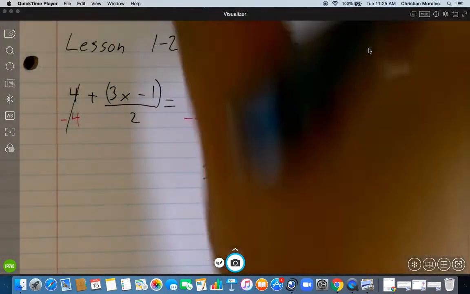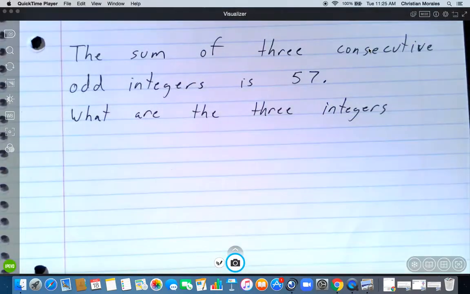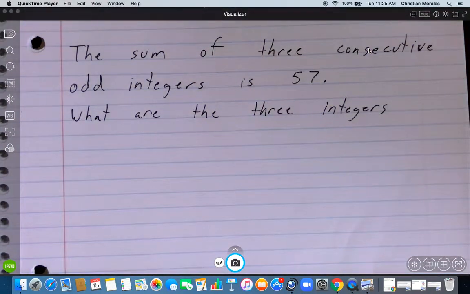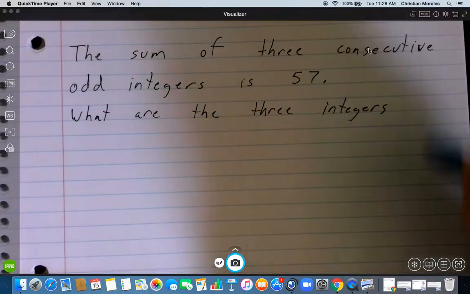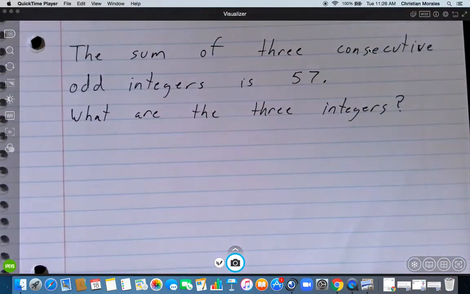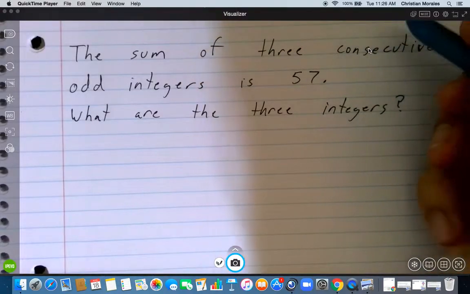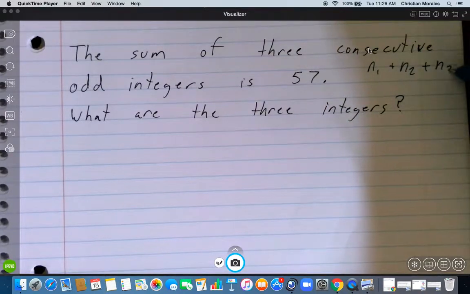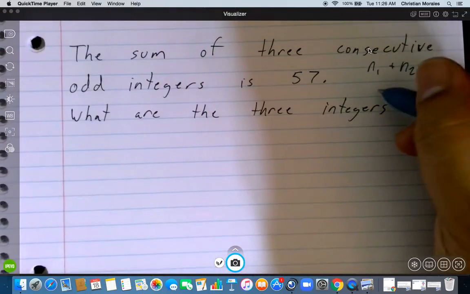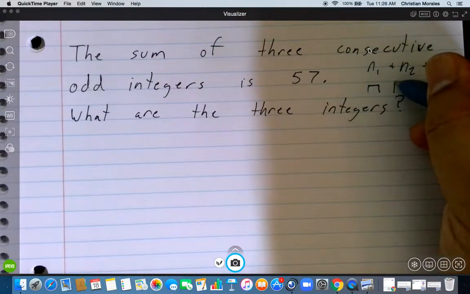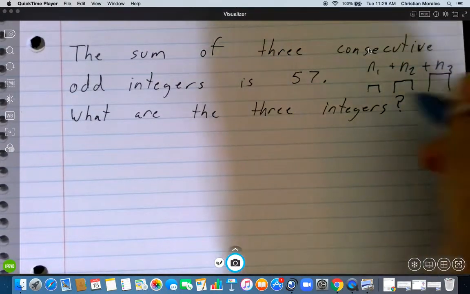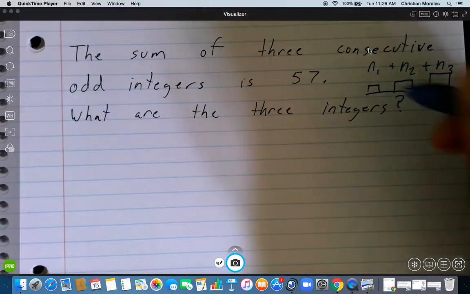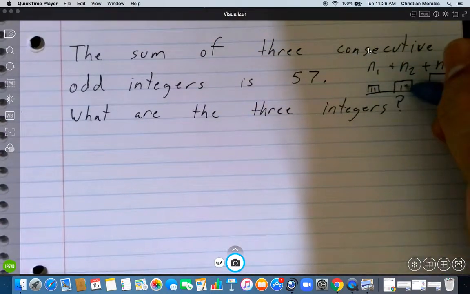Okay? All right, next. The sum of 3 consecutive odd integers is 57. What are the 3 integers? Now, there is a formula for it, but honestly, here's how it works. Consecutive means there's 3 numbers, 1, 2, and 3, but they're back to back. So this number is the smallest one, then you've got a bigger one, then you've got the biggest one. A good example would be something like 11, 12, and 13.